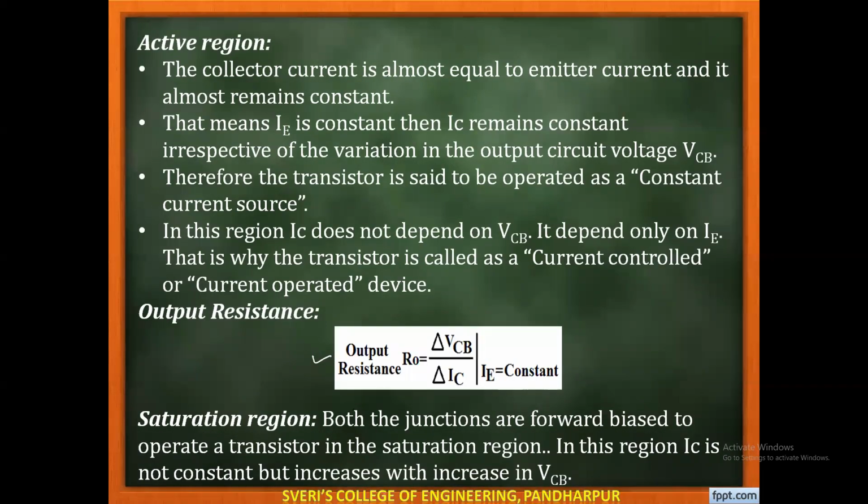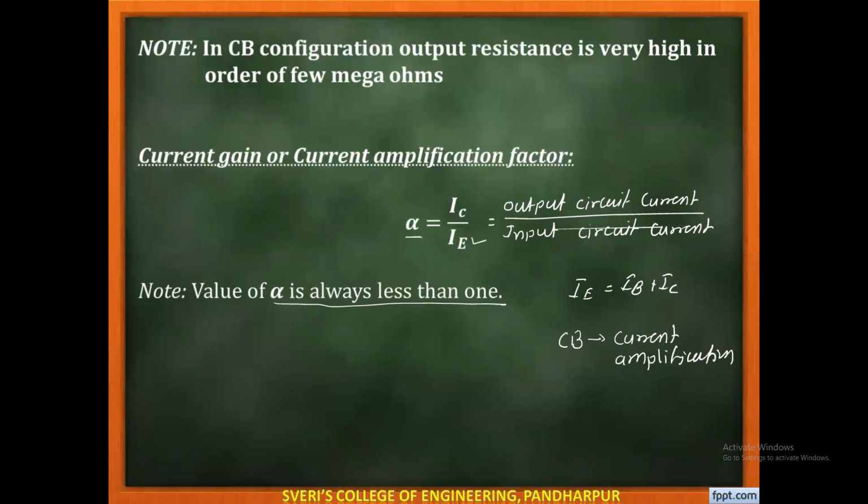So this current amplification factor for the common base is denoted by alpha, which is nothing but the output circuit current IC divided by the input circuit current IE. As we know that IE is always greater than IC, the value of alpha is always less than 1. That's why the common base configuration is not widely used as an amplifier in practical circuits.